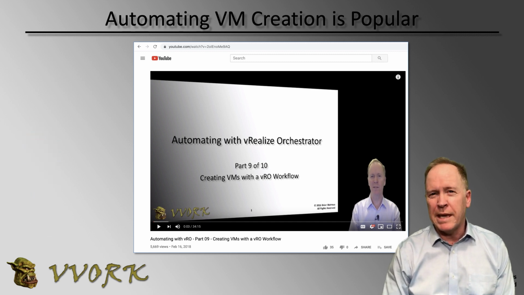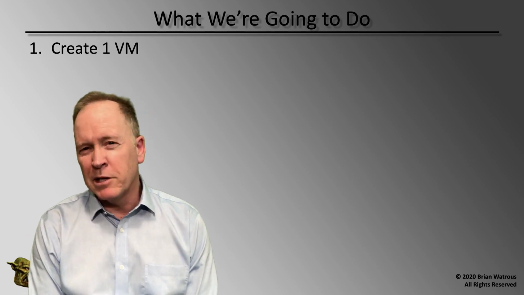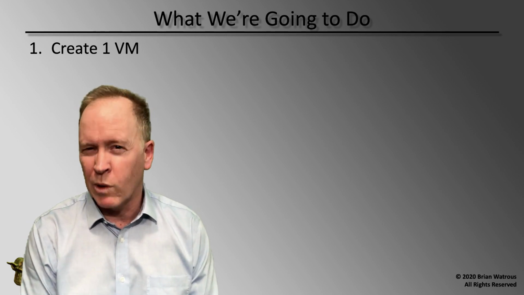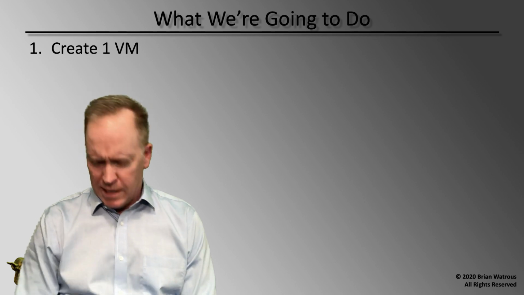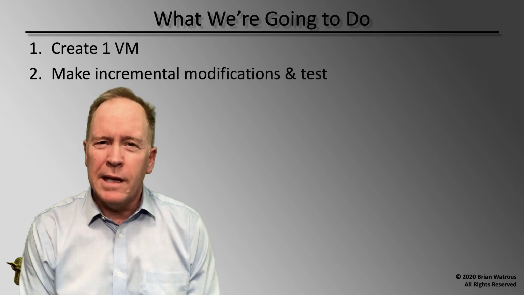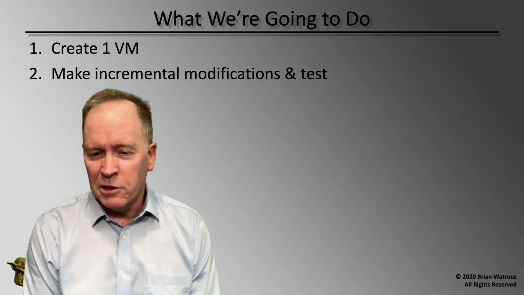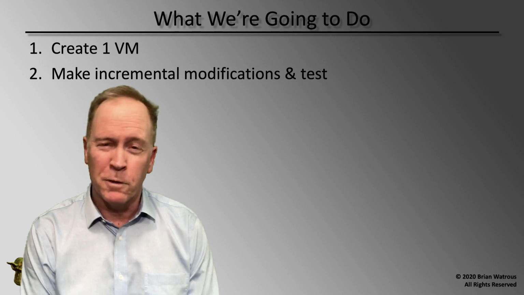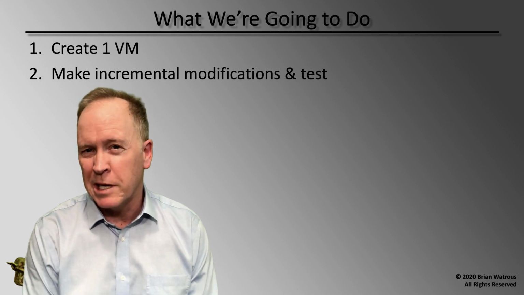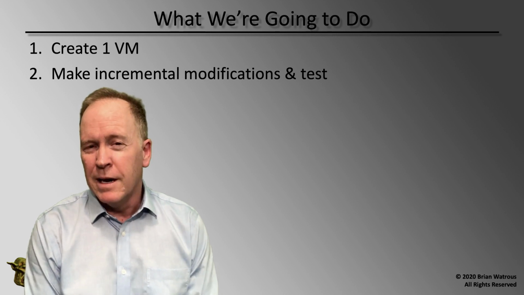So let's jump in. Here's the overall plan of attack. I'm going to start out by showing you how to create an Orchestrator workflow that you can use to create one virtual machine. Then we're going to make a number of incremental modifications and enhancements to that original workflow. First of all, we're going to hard code the name of the machine that we're going to create, or maybe we'll just ask the user to specify that.